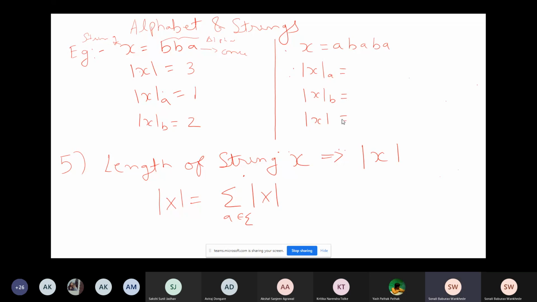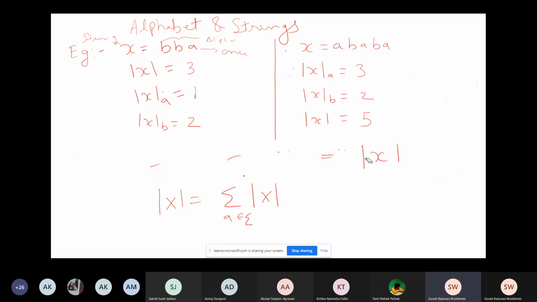Ma'am, 3, 2, 5. Wait a minute. Yes, the occurrences of A is what? Why is it appearing 3 times? Okay, 1, 2, 3. Yes, 3. B is very good, it's 2. And here finally, the length of X stands for the entire length of the string, so that is 5. Yes. So this is how we compute the length and occurrences of a particular string.